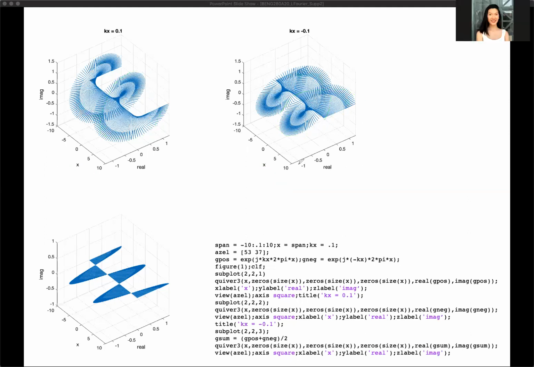Really quickly, for clarification, when you said this one and then that one, and you're moving your cursor, can you clarify again which one is which? Yeah, so this one here is the positive frequency, kx equals 0.1. And this one is the negative frequency, kx equals minus 0.1. Awesome, thank you. Yeah, and if you're really interested, you can always go through this code. This is the exact code that was used to generate these figures, and it's posted on Canvas.